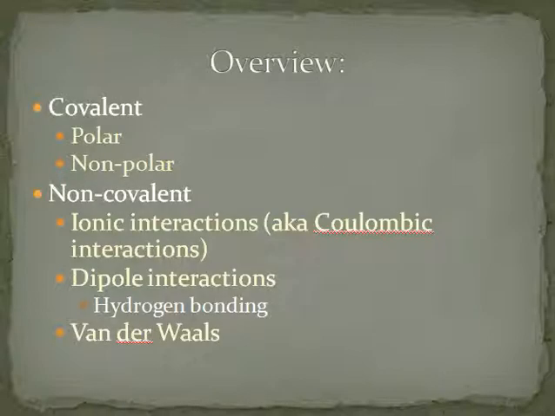You can essentially say there are two types of chemical bonds. You have covalent and you have non-covalent. Now the different types of covalent are polar and non-polar, while the non-covalent is everything else, including ionic interactions, which are also known as coulombic interactions. You don't hear that very often though. We have dipole interactions. We have hydrogen bonding, which is a specific type of dipole interaction. And we have van der Waal interactions.